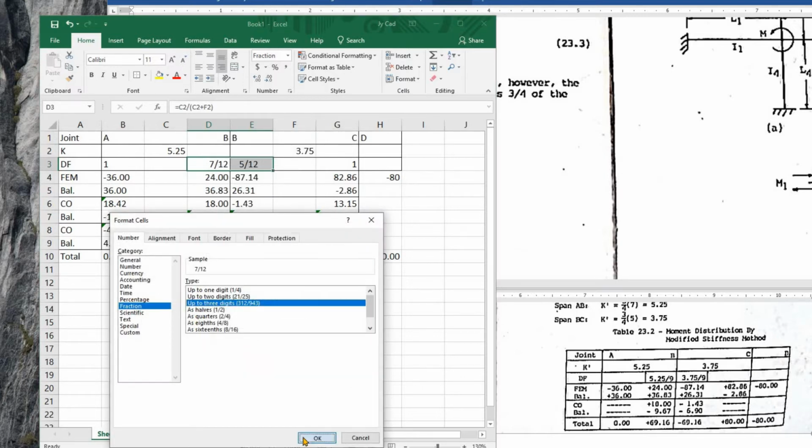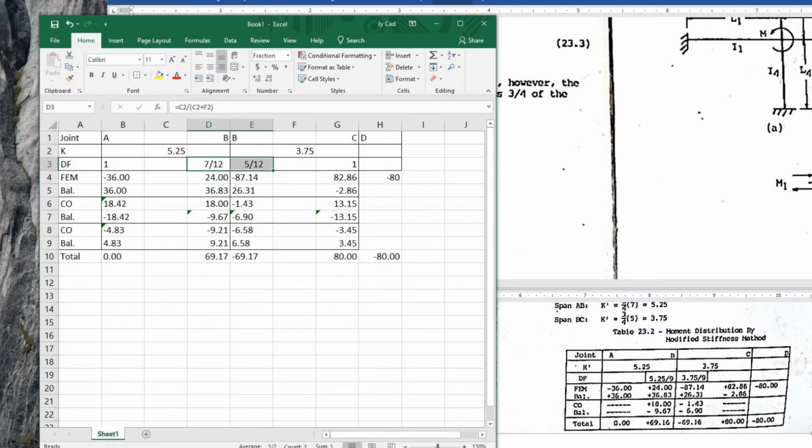3 decimal. So 2 decimal places pa rin. And then, dito sa distribution factor niya, this is 5.25 all over 9. Pero dito, 7 all over 12. So, let's check, no? Equal sign, 5.25 divided by 9. But what is 9? Yan yung sum nito. Okay, so, equal sign, 5.25 plus 3.75. So, 7 over 12 pa rin. Okay, so I will just press undo. And this is now your K prime.